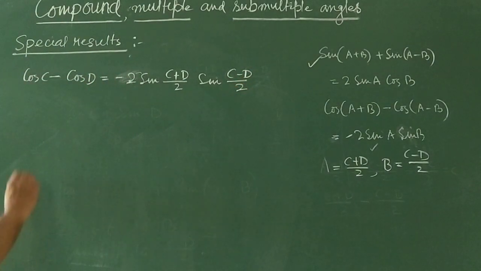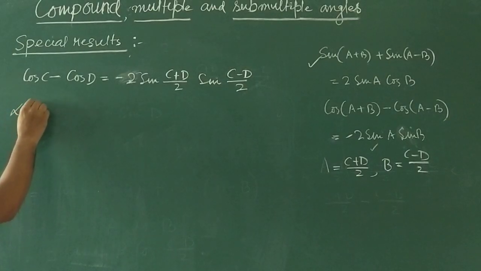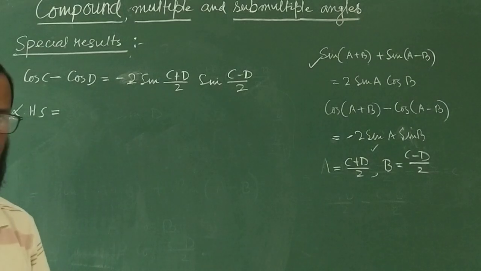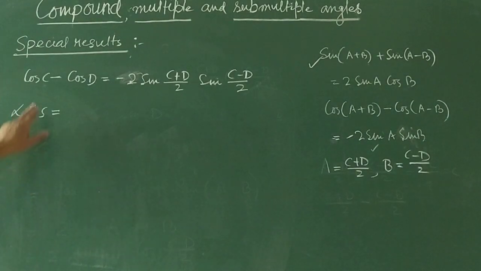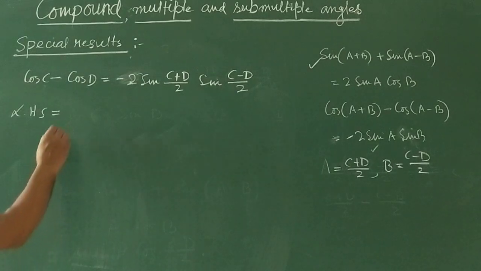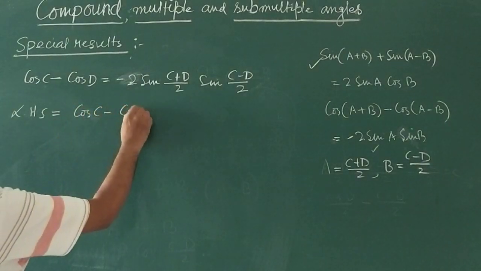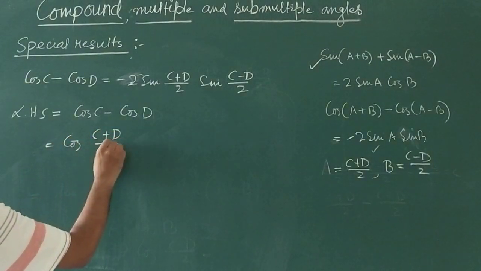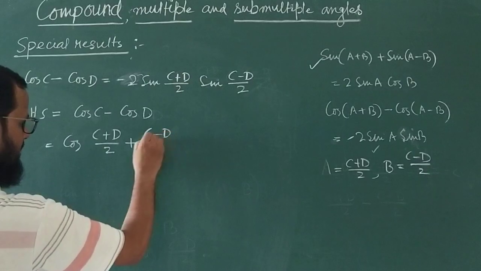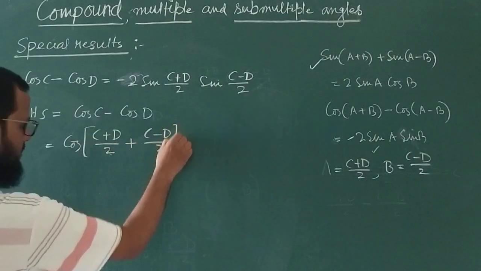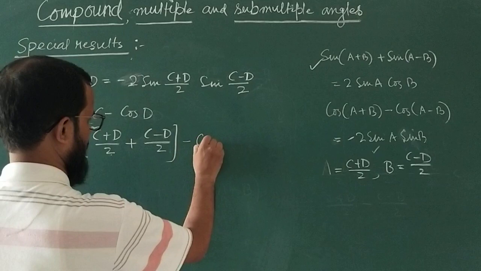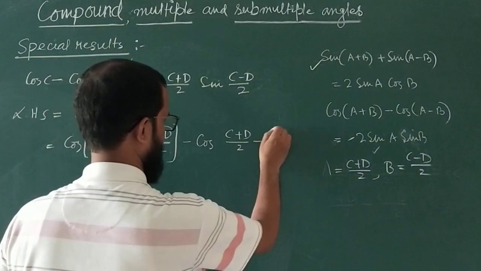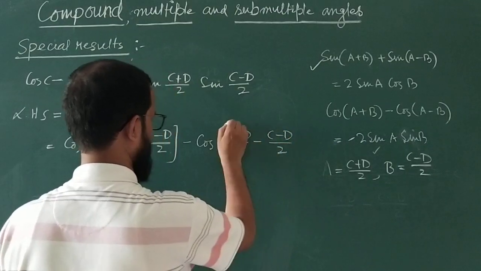Okay, so take the left hand side, like in the previous result, where I have taken c equal to what? Cos c minus cos d. Okay, so c can be written as what? c plus d divided by 2 plus c minus d divided by 2. So c is this one. And d is c plus d divided by 2 minus c minus d divided by 2.